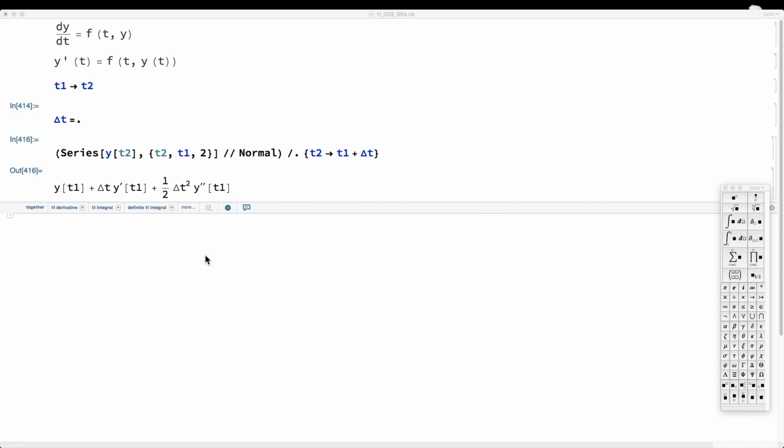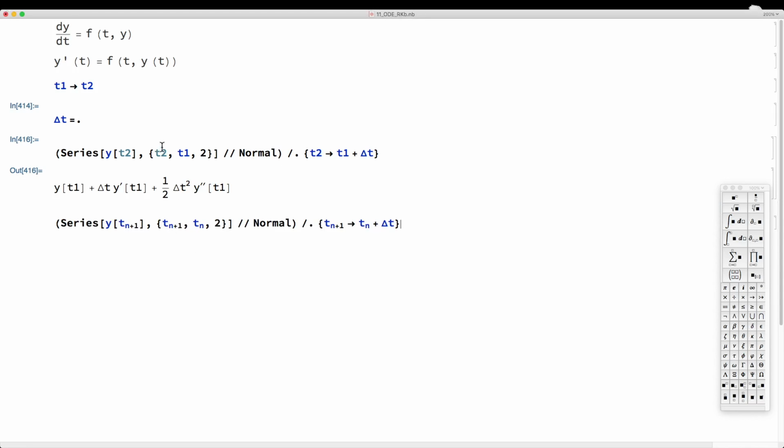Let me write this a little differently. Instead of t1 and t2, I can use tn and tn plus 1 to make it more obvious that this is a time stepping scheme. I'm approximating y at the next step by expanding around y of tn, and then again replacing tn plus 1 by tn plus delta t. So it's essentially the same command as here, just replacing the symbols that we use to represent time.